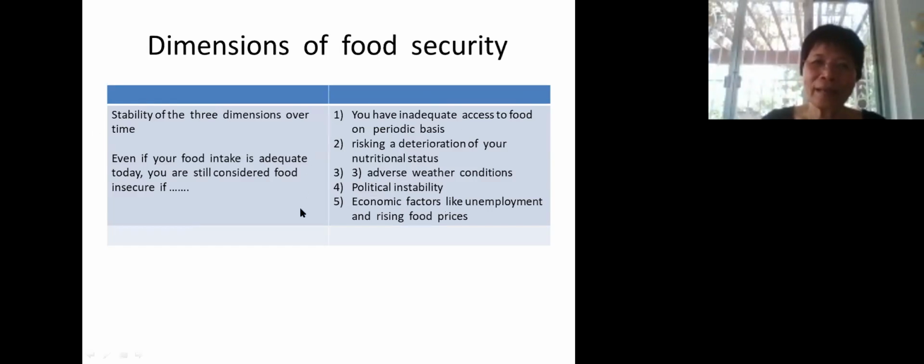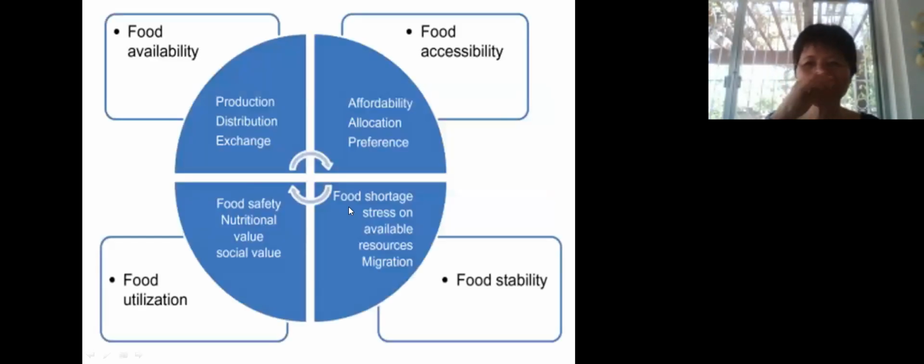So may I repeat this slide? You have to have stability of food across those three dimensions over time. But you become insecure if you have all of this. You have inadequate access to food on a periodic basis. You have deterioration of your nutritional status: either you go too fat or too thin. The third one is adverse weather conditions. The fourth one is political instability, and the fifth is unemployment and rising food prices.